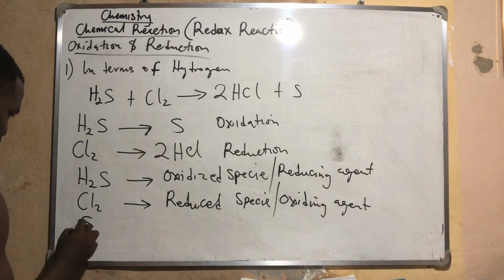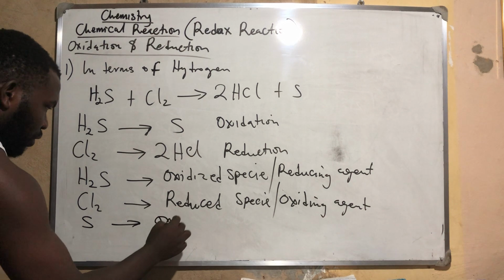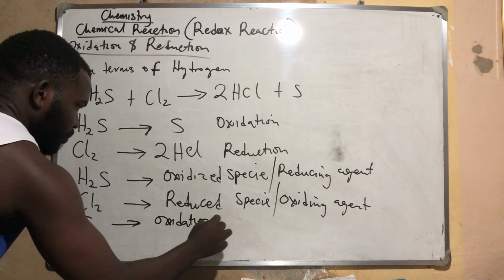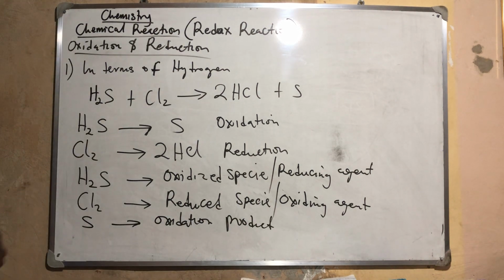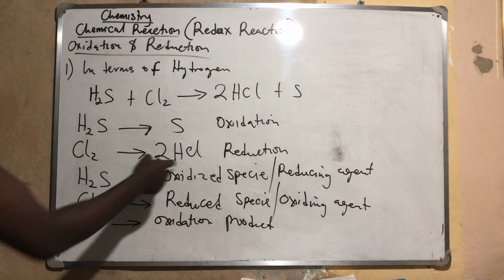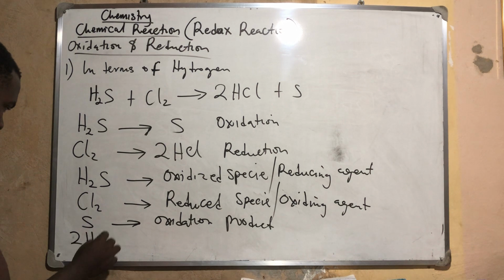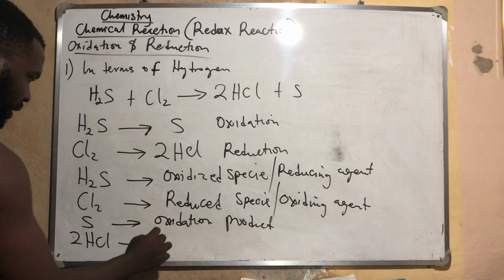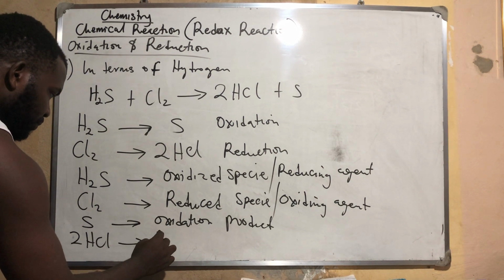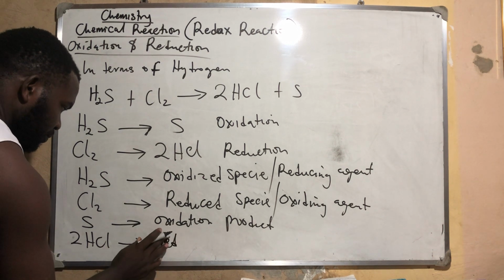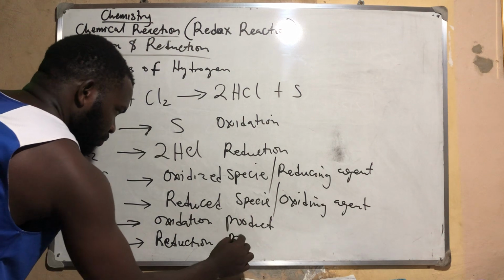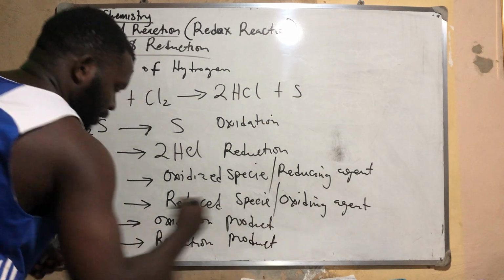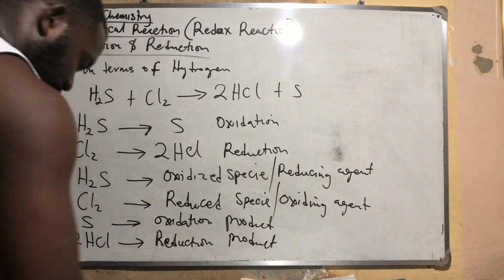So now the result of oxidation is called the oxidation product. So S is the oxidation product. Then the other one, 2HCl, is now my reduction product. Okay, so that is that for that.